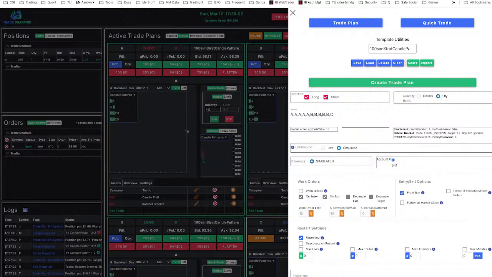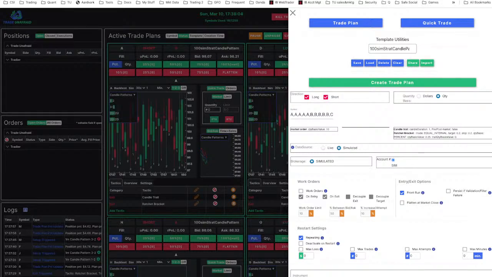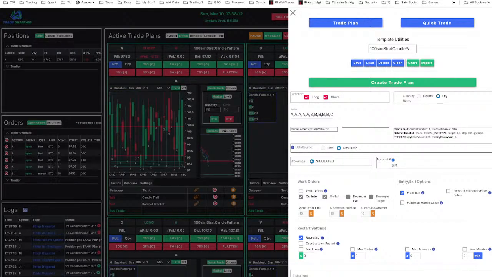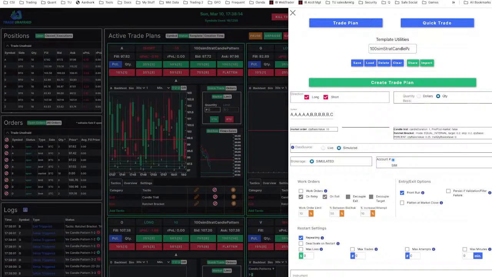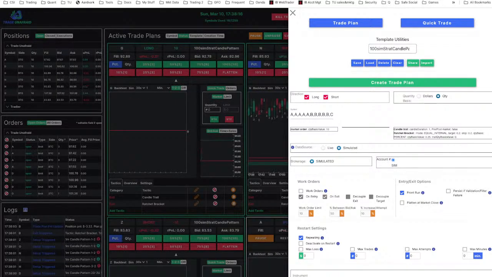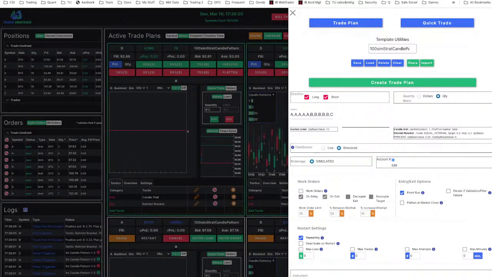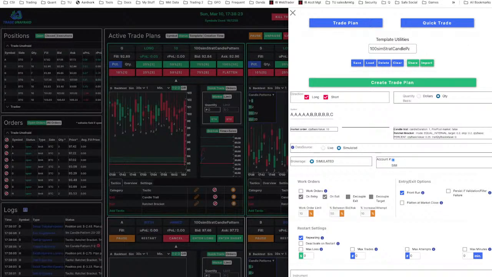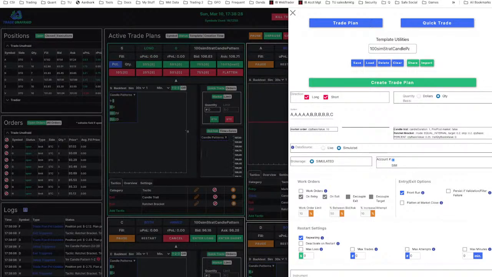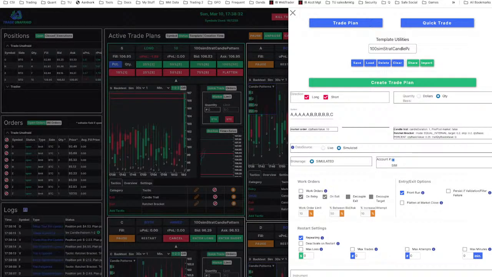So you can see that it's designed to go either long or short. The quantity basis is trading quantity, where you could trade quantity basis of dollars. I do that usually during my day trading, where I want to trade the same size position no matter what I'm trading, whereas here I'm just doing 10 shares. The data source is simulated, and the brokerage is simulated, and the account is sim.